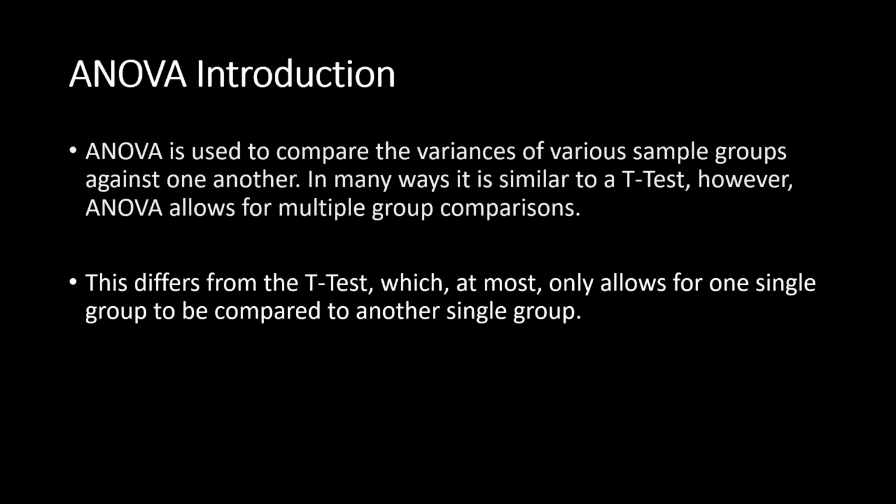So ANOVA is used to compare the variances of various sample groups against one another. In many ways, it is similar to the t-test. However, ANOVA allows for multiple group comparison. This differs from the t-test, which at most only allows for one single group to compare it against another group.